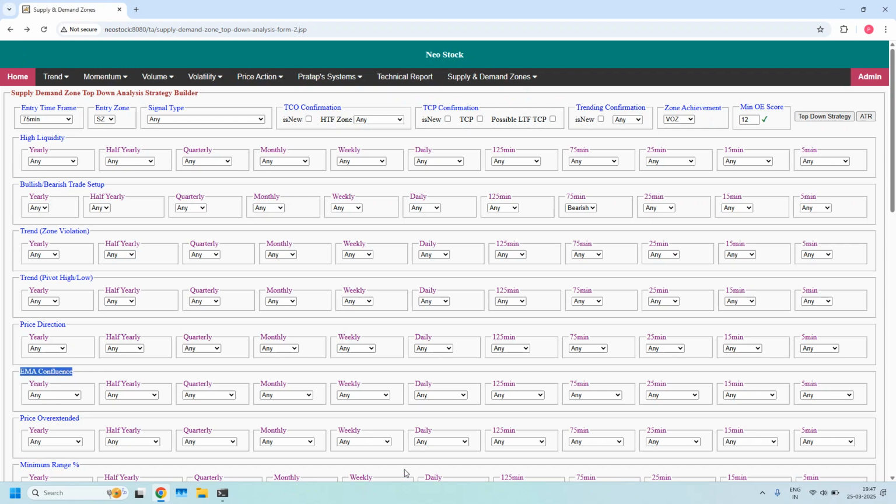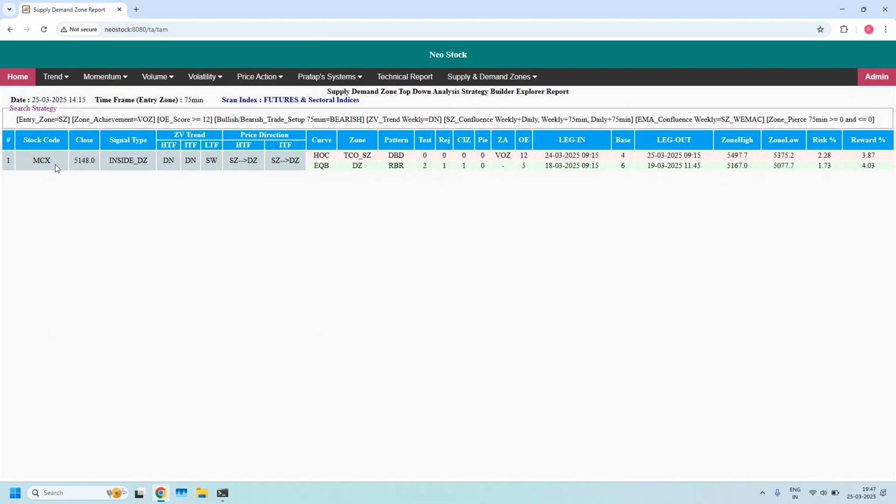In the EMA confluence, at weekly time frame, we are checking weekly supply zones having weekly EMA confluence. And also the trend on the weekly should not be sideways. It should be downtrend because it is a bearish trade setup. Let us filter. So that one stock is filtered. Excellent. So this has an even higher probability of success. So this is the bearish trade setup for weekly income trade.